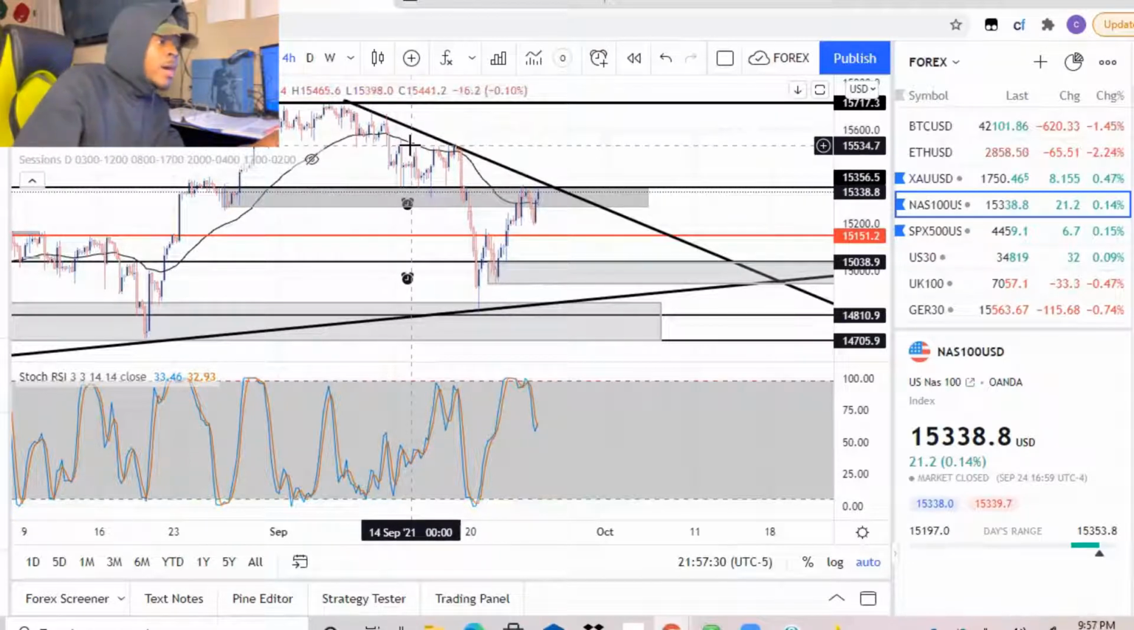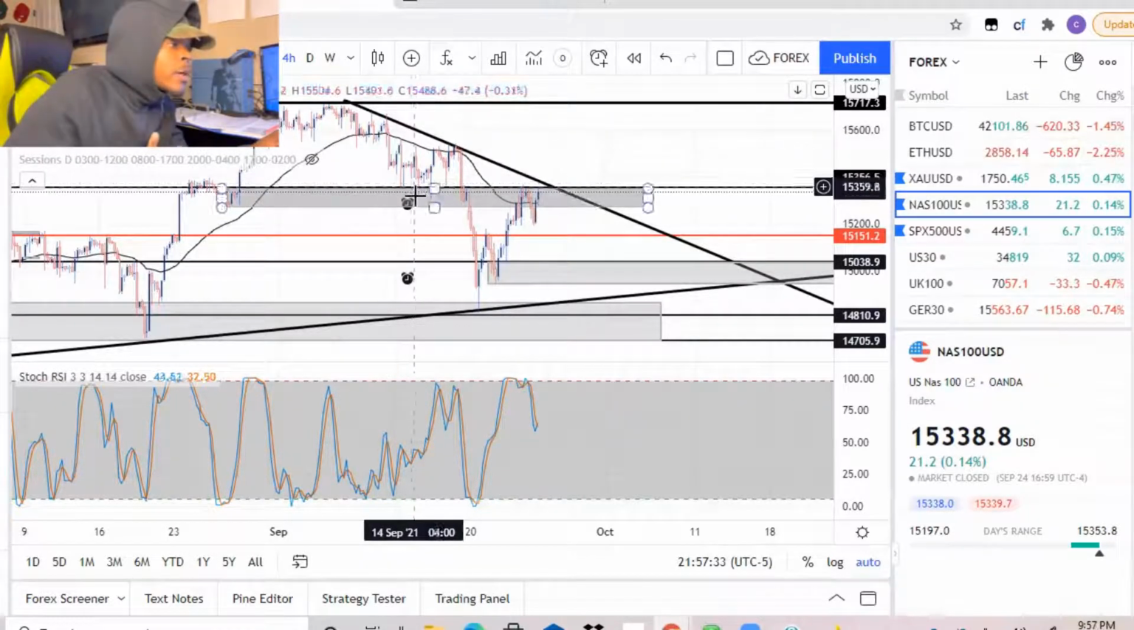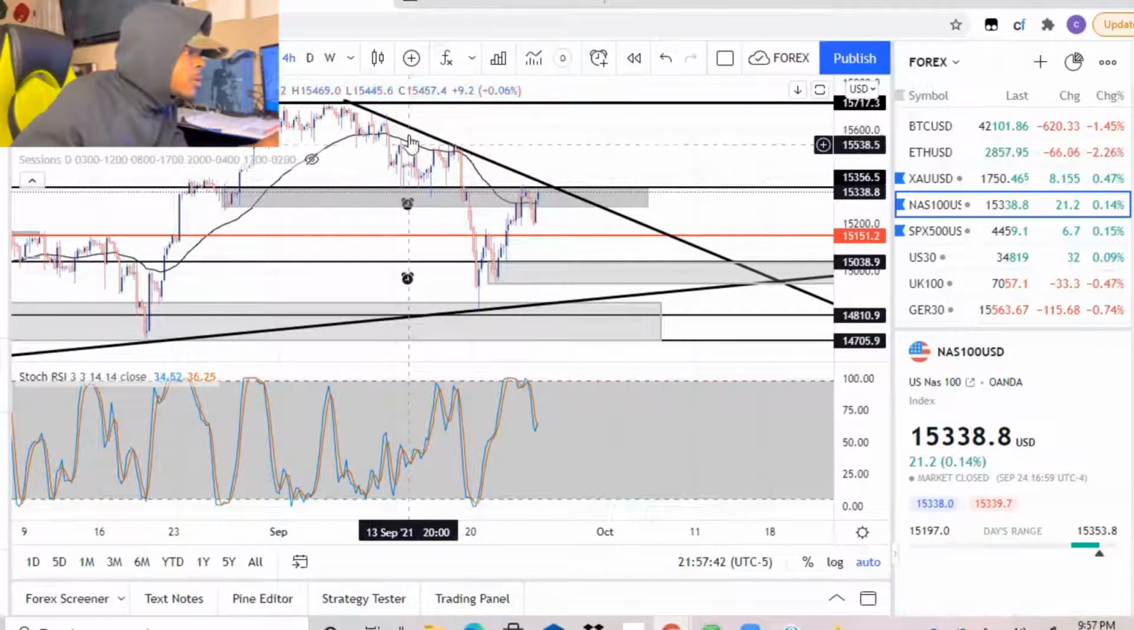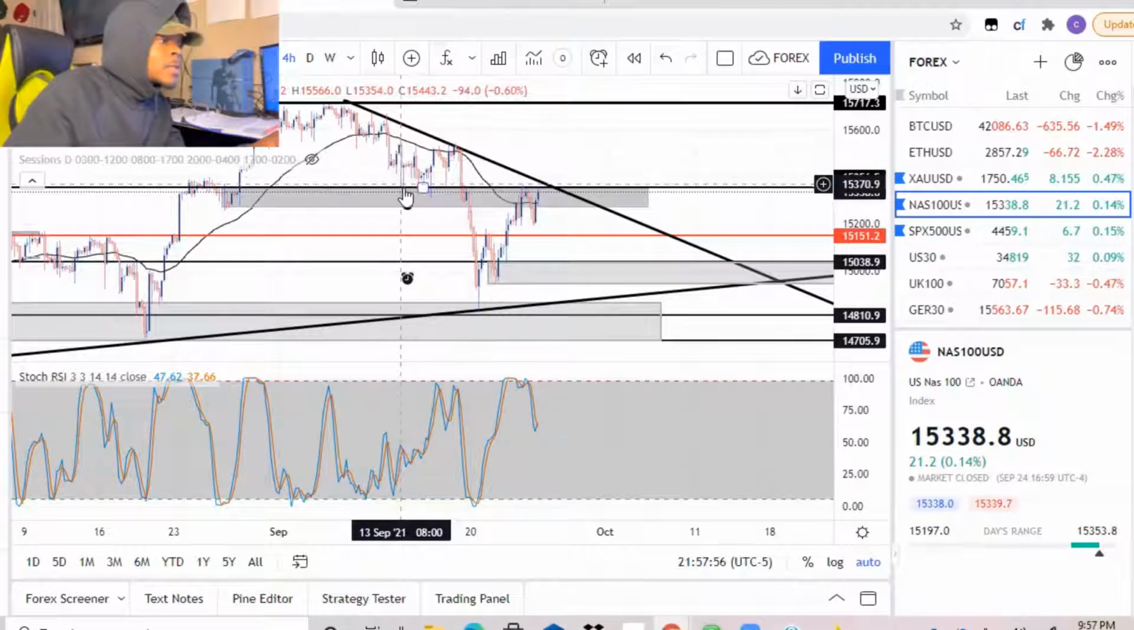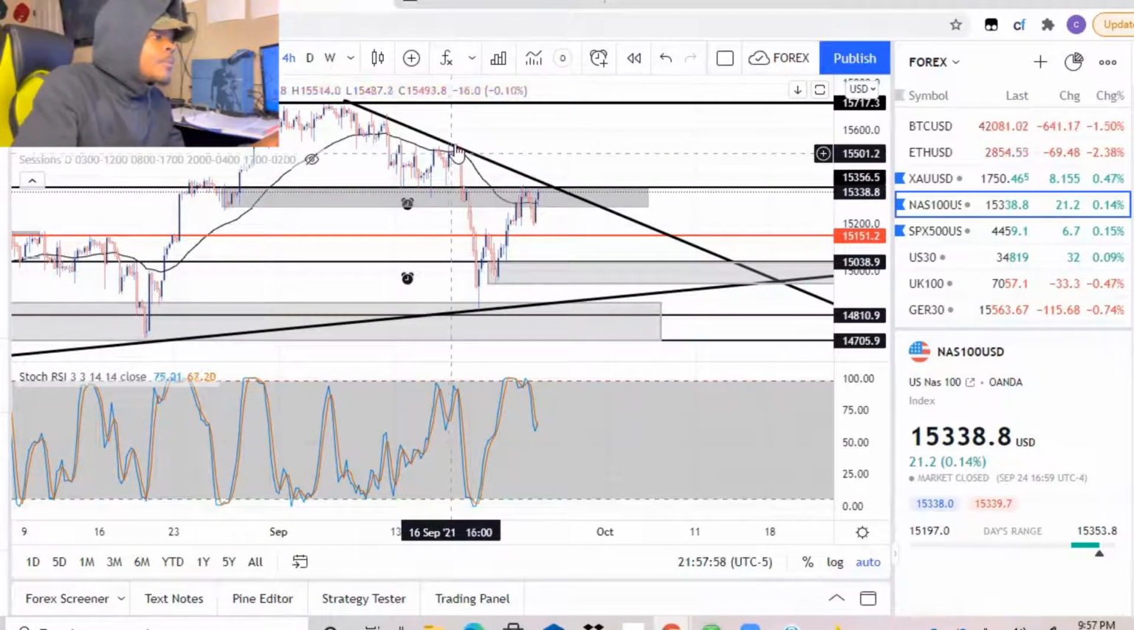So you guys know with Nas, this may look like a short move, but with a micro lot size, from 352 to 549, that's nearly $200. That's nearly $200 for just a mini lot size. So this may look like a short move, but these are a lot of pips that you guys could have caught.